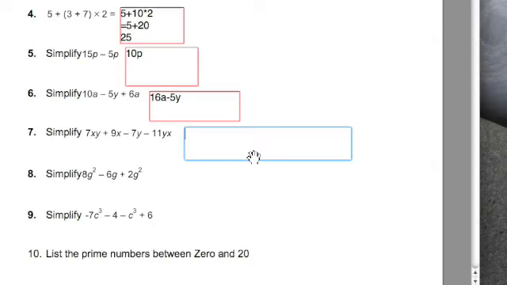So 7 minus 11, 7 to 0 is 7, and then you've got 4 left over, so it's negative 4xy. And then the other two, the single x and the single y in that expression, are unlike terms, so you can't do anything with those. 9x minus 7y.